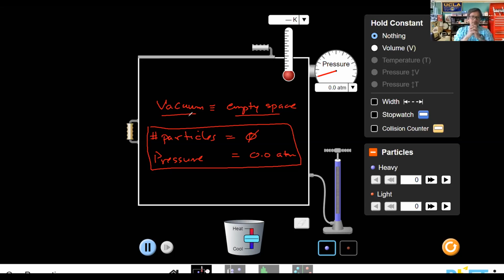However, there are situations where we can create a vacuum here on Earth. We have what's called a vacuum chamber, and we can suck out all the air from that chamber. I have one in our class. In that space, for that particular moment, we have created a true vacuum in which I've taken out all the particles, and as a result, the pressure inside that chamber is going to be zero atmospheres. So that's in a vacuum chamber.